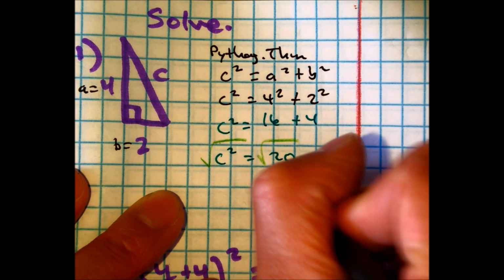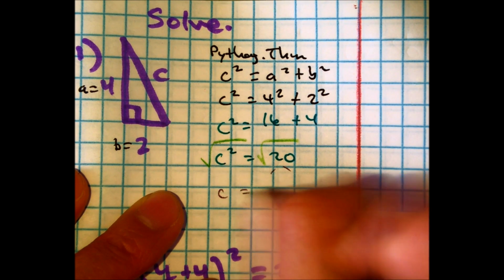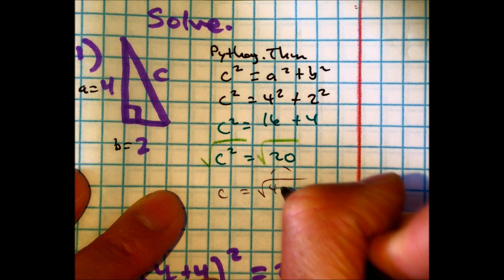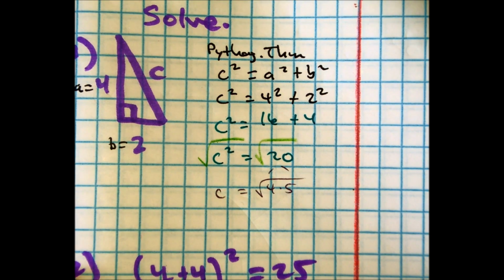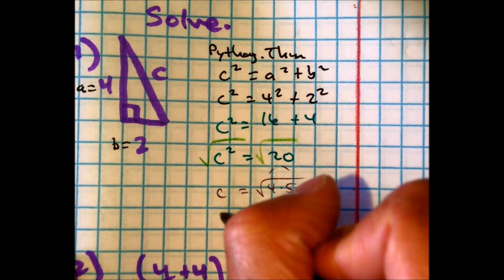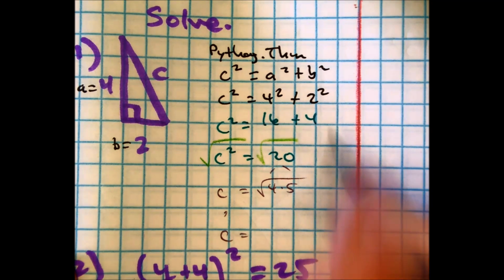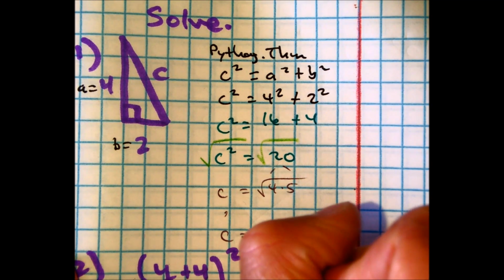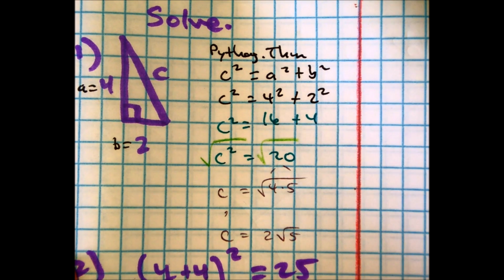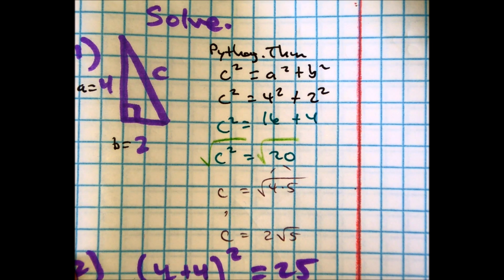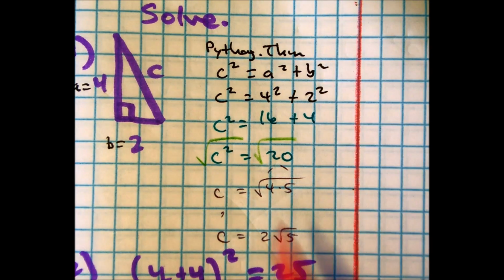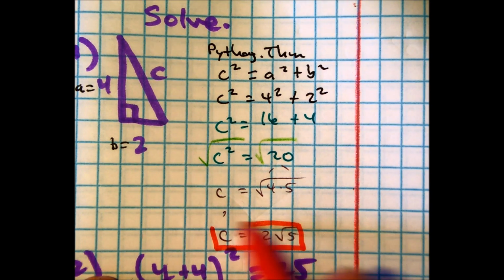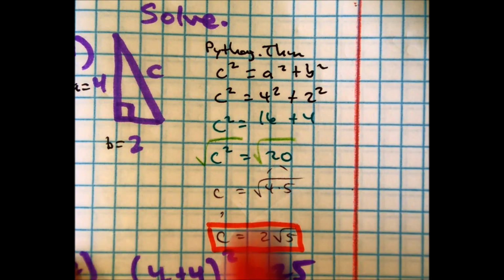Quick reteach on simplifying radicals. That means the C is equal to the square root of 4 times the square root of 5. The square root of 4 is 2, and I'm leaving a space right here for a missing step. The answer is 2 radical 5. Now, although this is the answer, I should put that in red.